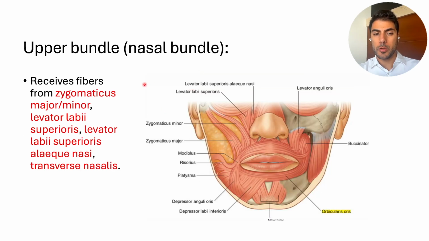So as for the upper bundle, it receives fibers from a lot of surrounding muscles, from the zygomaticus major and minor, the levator labii superioris, as well as the levator labii superioris alaeque nasi, and finally the transverse nasalis muscle.